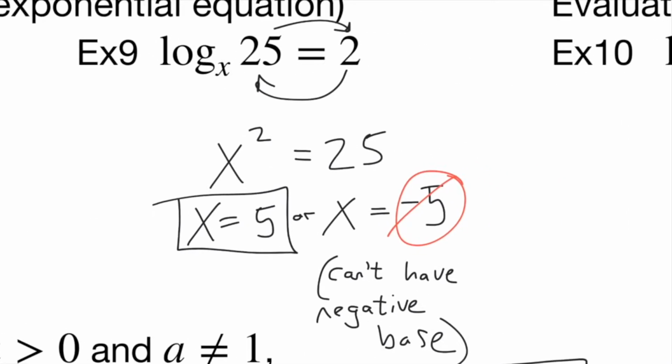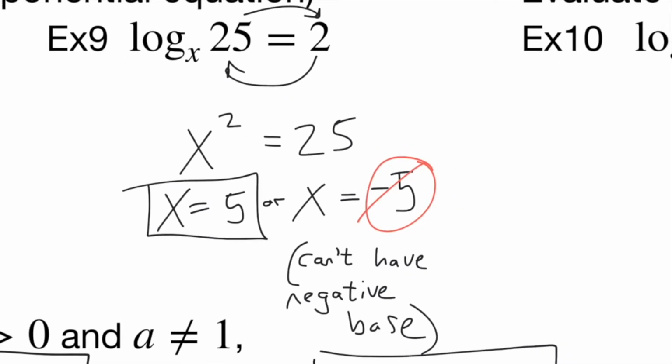Here, log base x of 25 is equal to 2. Well, just switch them around. You've got x squared is equal to 25. And so x could equal 5, or algebraically speaking, -5. It would satisfy this equation, but it doesn't satisfy the original, because with logs, you can't have negative bases. We're just not going to try and go there. We want to only have bases that are positive and also not equal to 1. So 5 is the answer.